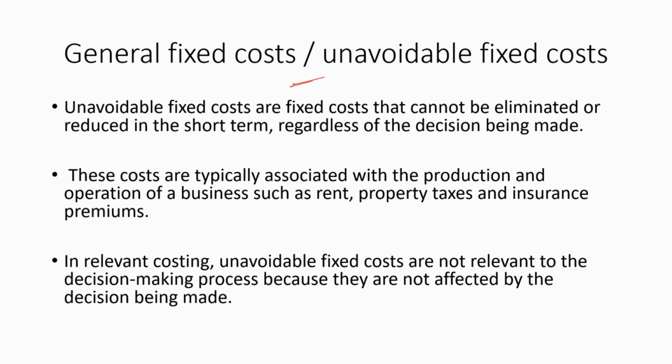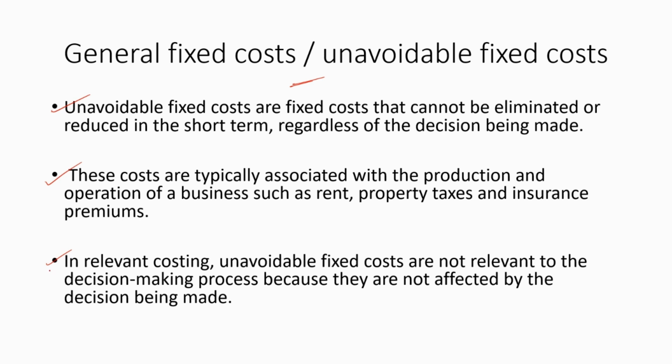General fixed costs or unavoidable fixed costs. Unavoidable fixed costs are fixed costs that cannot be eliminated or reduced in the short term, regardless of the decision being made. These costs are typically associated with the production and operation of a business, such as rent, property taxes, and insurance premiums. In relevant costing, unavoidable fixed costs are not relevant to the decision making process because they are not affected by the decision being made.